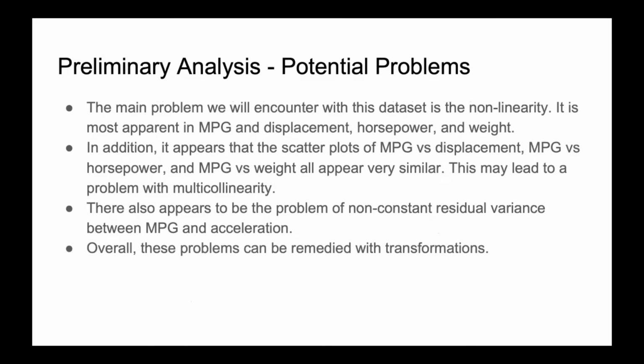We also discovered some potential problems in our preliminary analysis. The main one of these is the problem of nonlinearity. This is most apparent in miles per gallon versus displacement, horsepower, and weight. Additionally, it appears that displacement, horsepower, and weight are all similar, and this may lead to problems with multicollinearity, which we will analyze later. There is also a problem with non-constant residual variance between miles per gallon and acceleration, so we're going to need to perform some transformations with this. But overall, all of these problems we believe can be remedied with transformations.